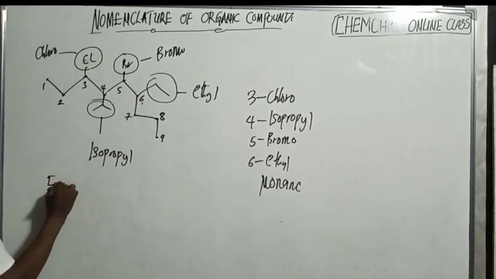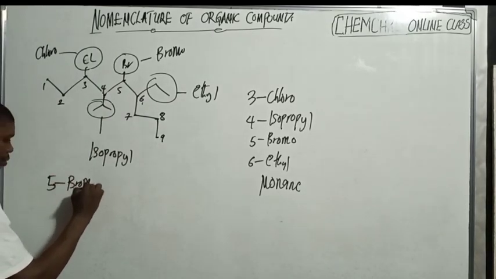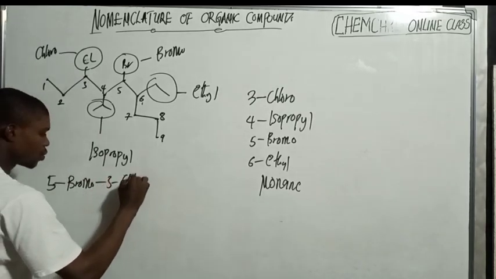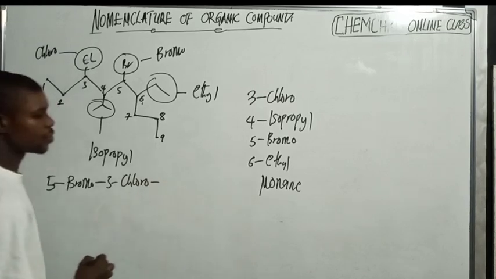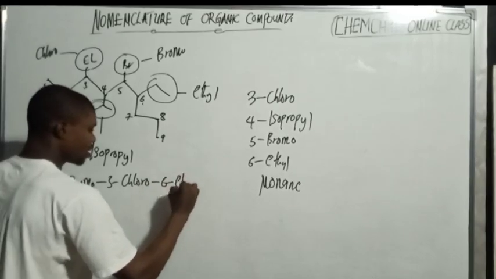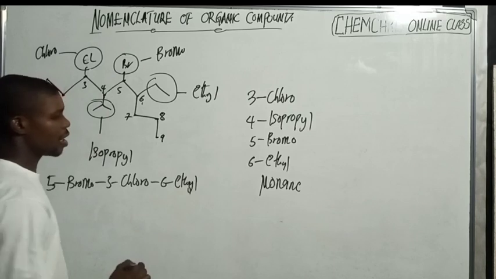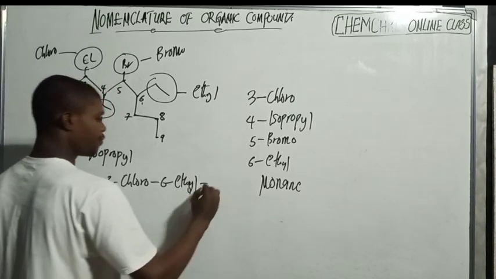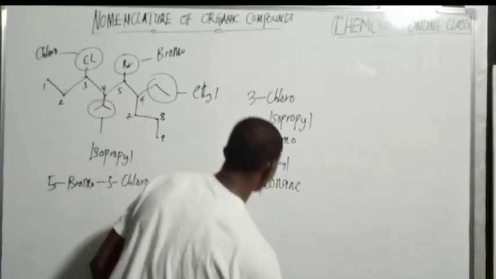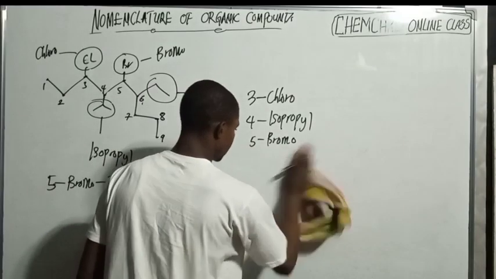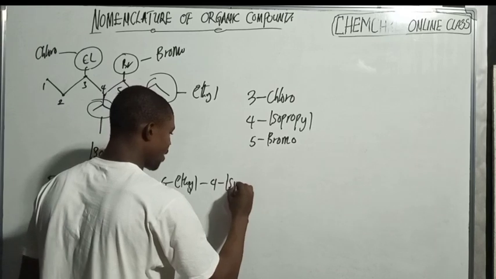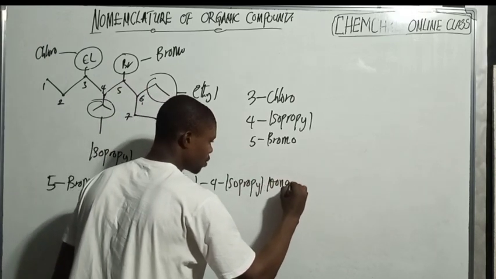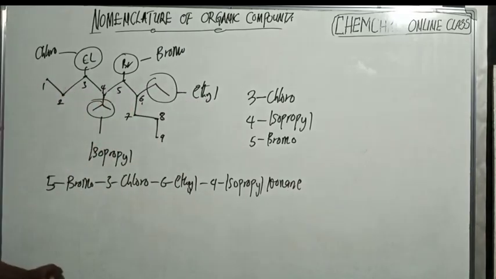When you arrange it in alphabetical order, it would be 5 bromo, there we have it. 3 chloro, there we have it. 6 ethyl, there we have it. 4 isopropyl, nonane. So that is the name of this compound here.